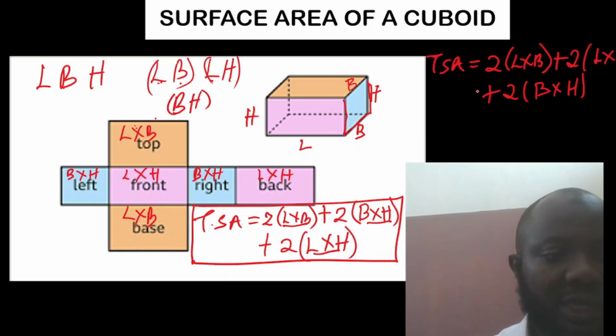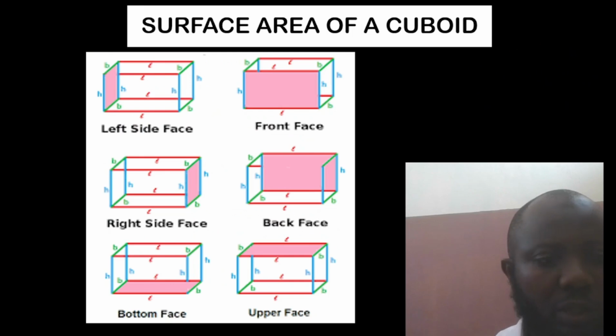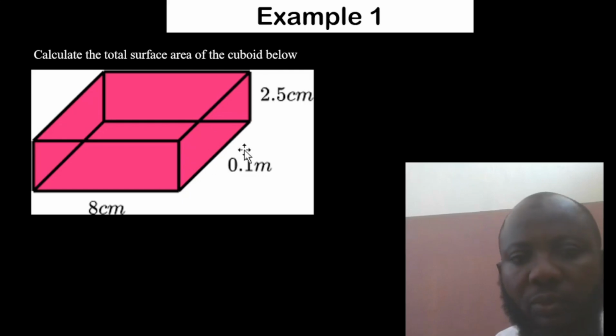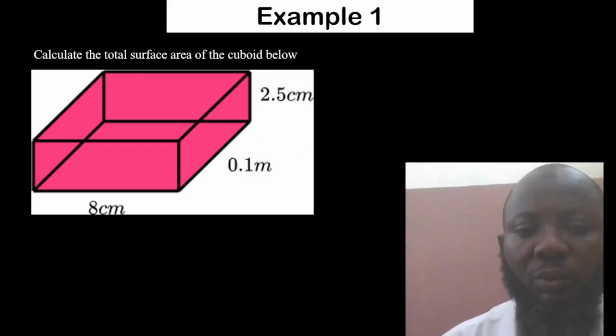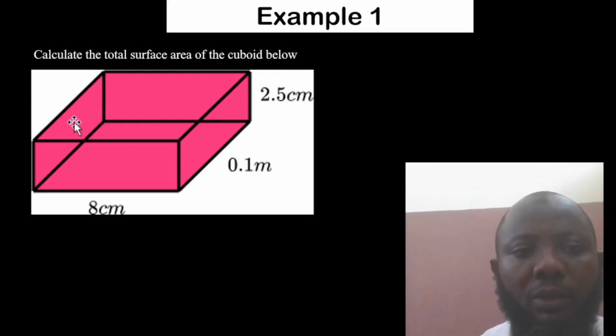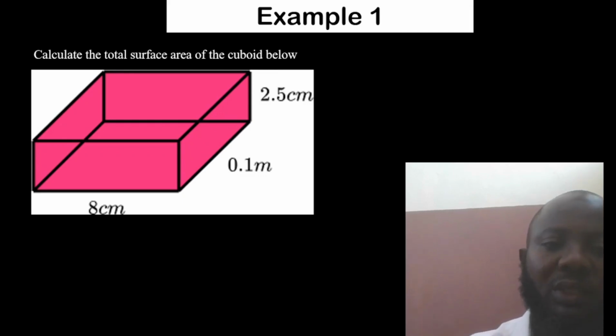I've explained this. So this is the same thing. So let's now go to an example. So let's look at this example here. To calculate the surface area of the cuboid below, this is going to be the length, and this is the height, and this is the breadth.